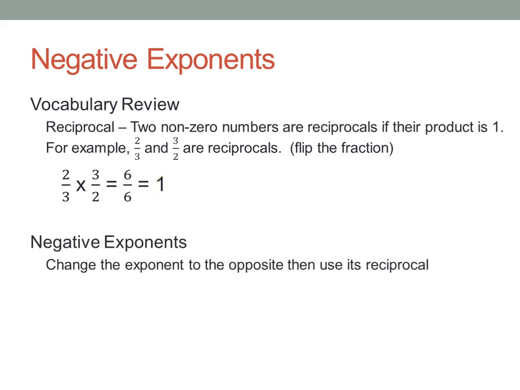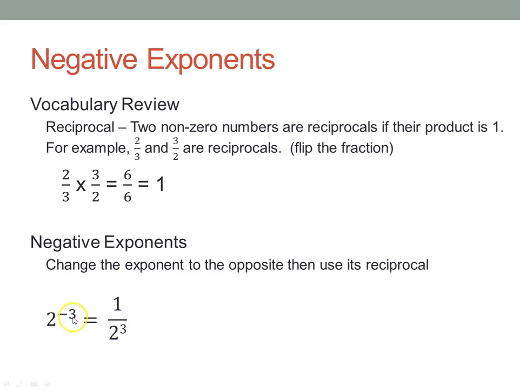With negative exponents, we don't want to deal with a negative exponent. We want to make it a positive because we know how to deal with positive exponents. So we change the exponent to its opposite, and then we use the reciprocals. Let me show you what that means. So 2 to the power of negative 3. What I'm going to do is change the exponent to its opposite, and then make it into its reciprocal. So it's 1 over 2 to the power of 3.